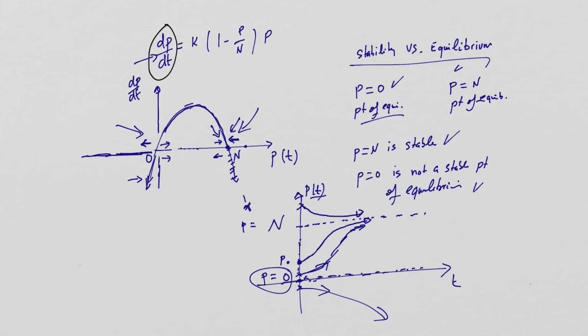However, if you move away from N, let's say here or here, it is a stable point because the population comes back to the point of equilibrium. And that's the point I want to hit home, which is not mentioned in the book. So I'm going to draw a little picture for you so you understand visually what that means.